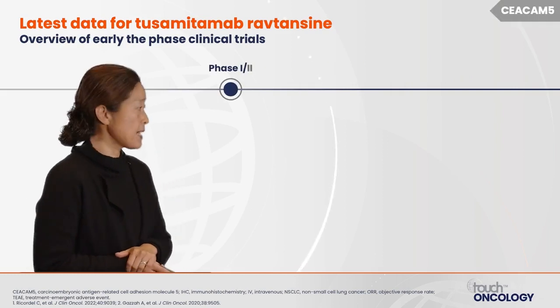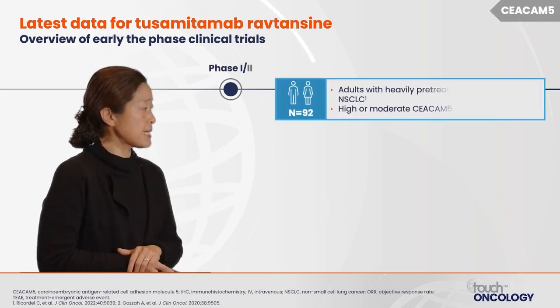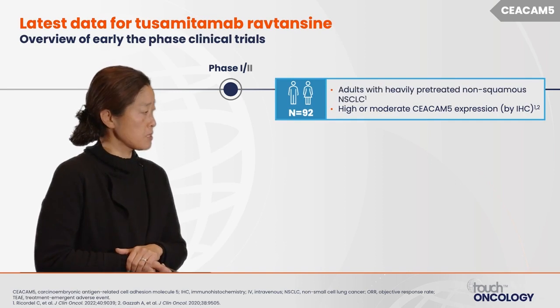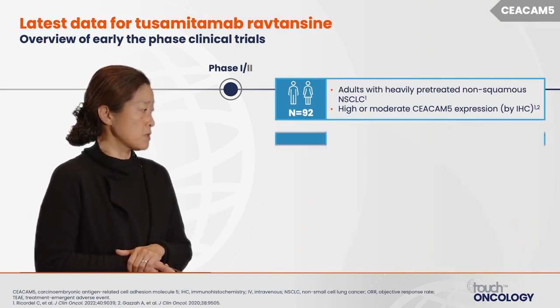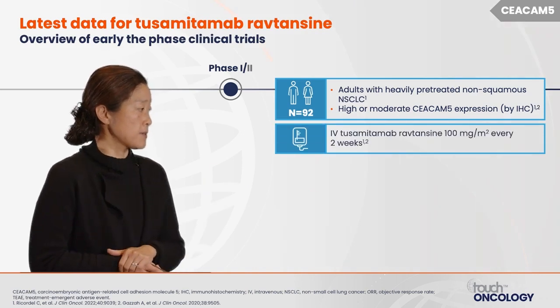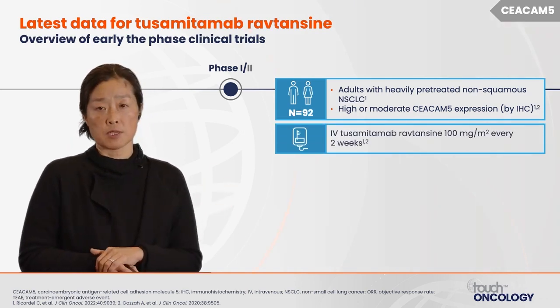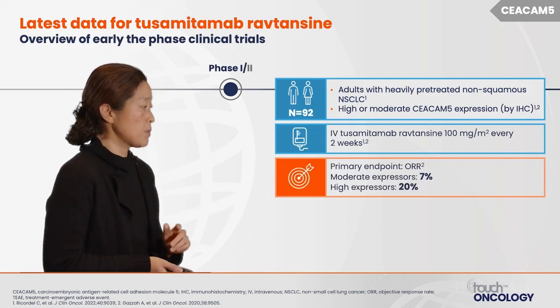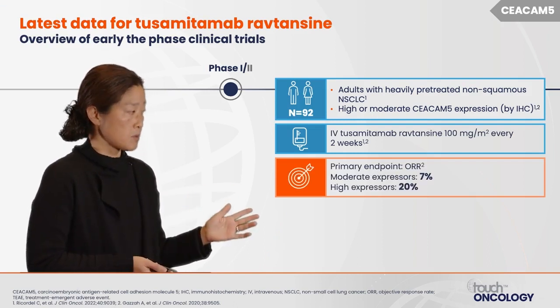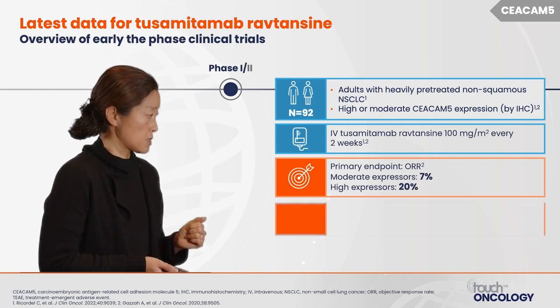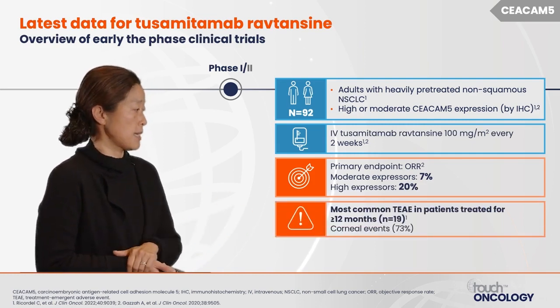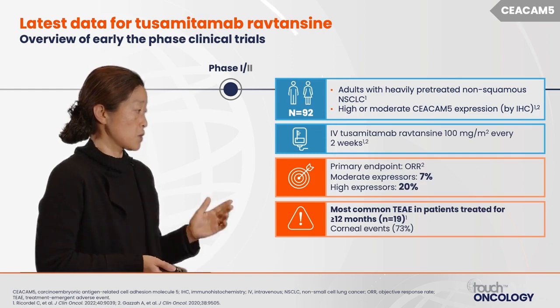This is a CEACAM5 ADC. In this study, patients with previously treated non-squamous lung cancer with high or moderate CEACAM5 expression were enrolled, received IV tusamitamab ravtansine at 100 milligrams per meter squared every 2 weeks. The primary endpoint was response rate. In the moderate expressors, a response rate of 7%. In the high expressors, a response rate of 20%. The most common treatment-emergent adverse event in patients treated included corneal events.